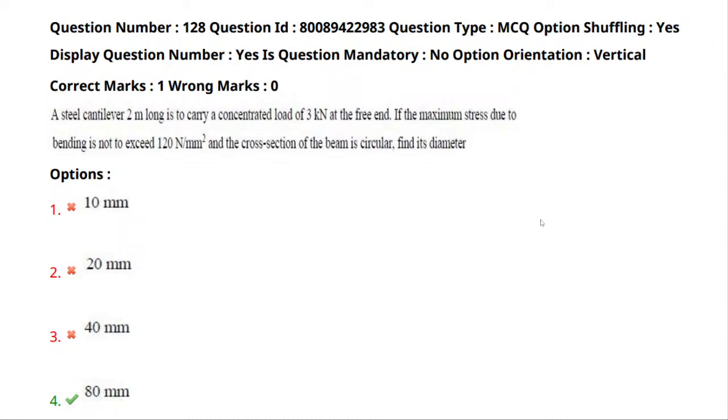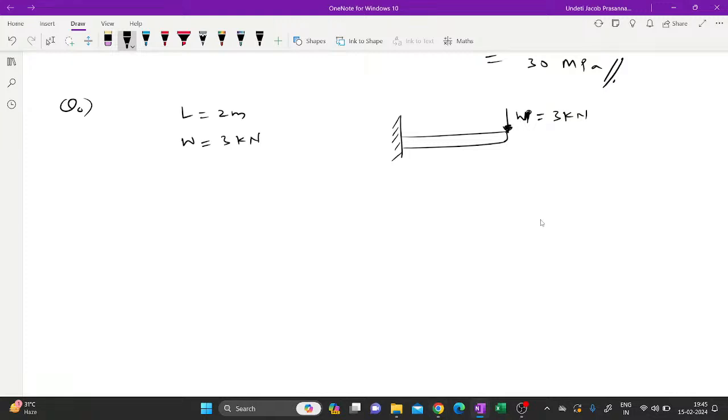If the maximum stress due to bending is not to exceed 120 megapascal or Newton per millimeter square, we need to understand sigma should be less than or equal to 120 Newton per millimeter square. You can wonder how 120 Newton per millimeter square is equal to megapascal. That is because 1 Newton per meter square is equal to 1 Pascal.